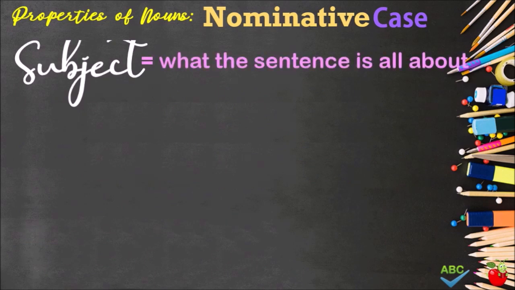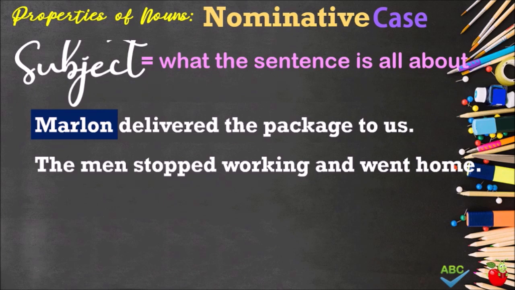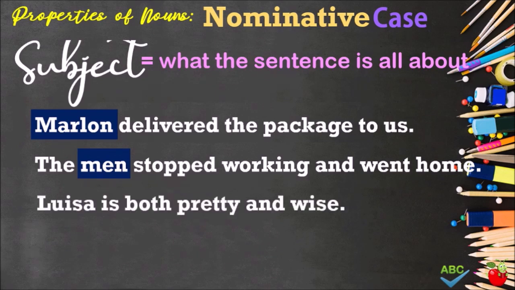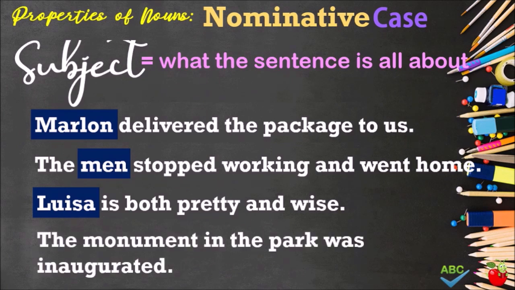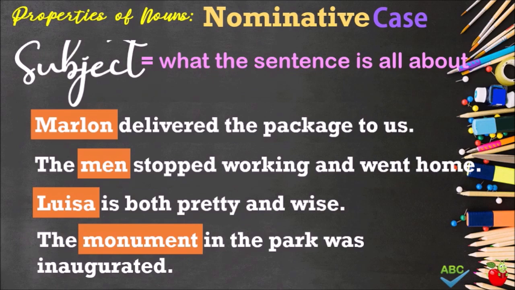Again, the subject is what the sentence is all about. For example, Marlon delivered the package to us. In this sentence, the subject is Marlon. The man stopped working and went home. The subject in this sentence is man. Luisa is both pretty and wise. In this sentence, the subject is Luisa. The monument in the park was inaugurated. The subject in this sentence is monument. Again, the words Marlon, man, Luisa, and monument tell what these sentences are all about.